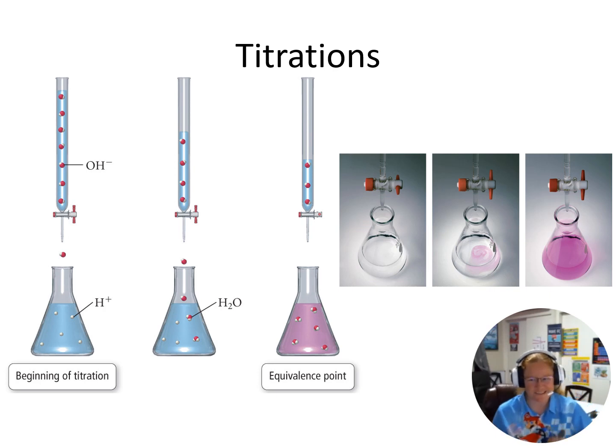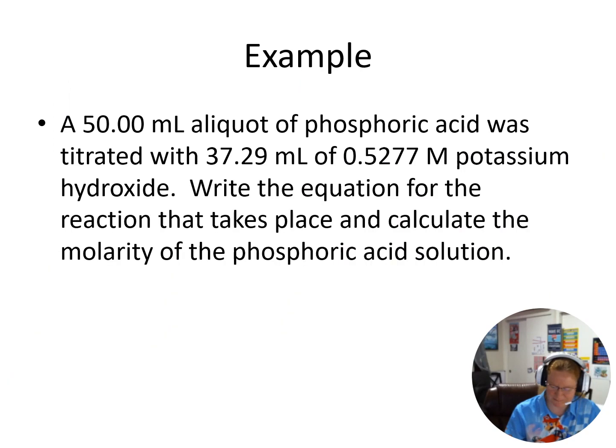So of course, now we're going to practice some math. All right. So I've got a sample of phosphoric acid. Did a titration with potassium hydroxide. I want to know what the concentration of that original phosphoric acid solution was. So when we have a problem like this, the first thing we have to do is write and then balance our equation. So let's go ahead and do that.